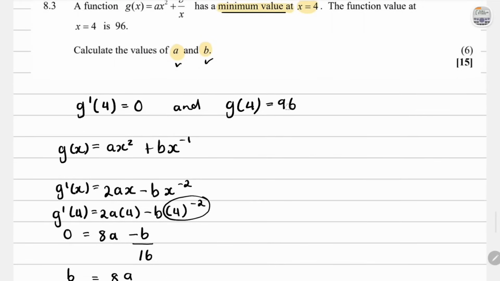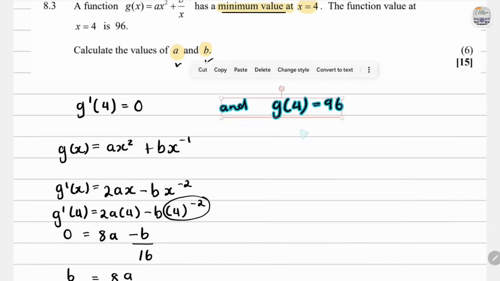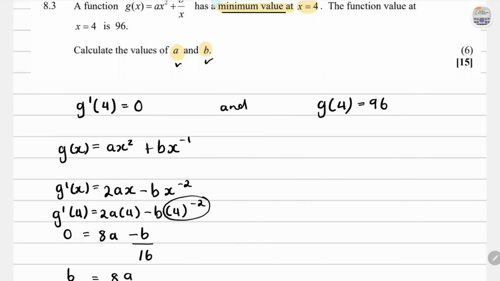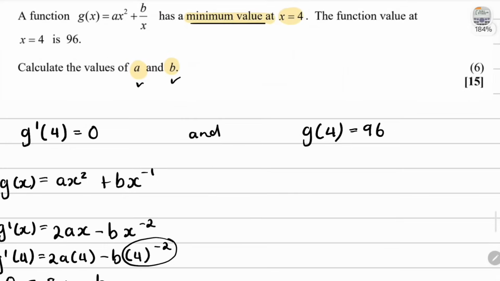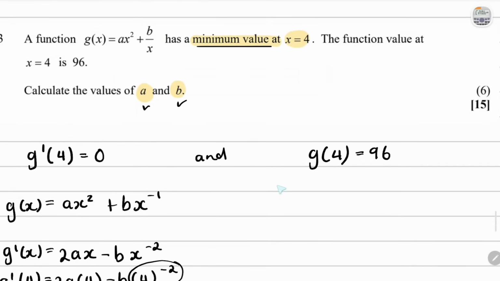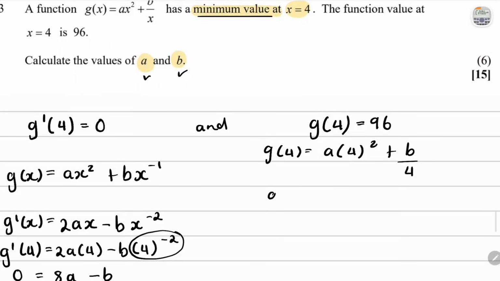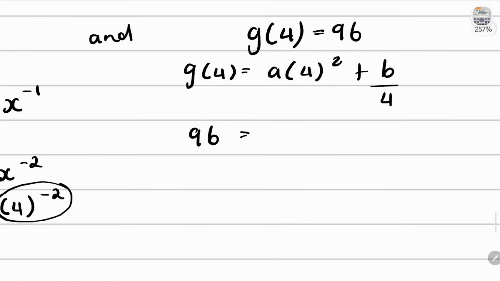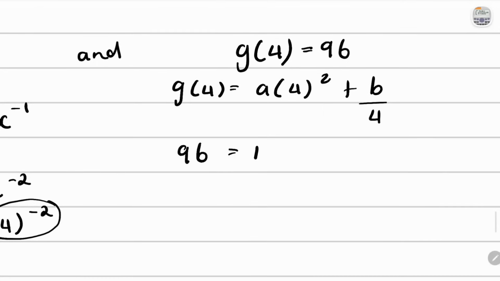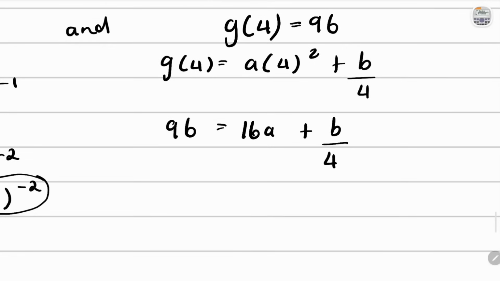So we're using g of 4 equals 96. In place of x, substitute 4. In place of y, we substitute 96. So that's g of x. We're going to say g of 4 is equal to a multiplied by 4 raised to the power of 2 plus b over 4. And then in place of g of 4, we say 96. That's the y value that goes with it. So this is 4 squared, which is 16a, and we have plus b over 4. And straight away, you can just call this equation number 2. You see that it's in terms of a and b.